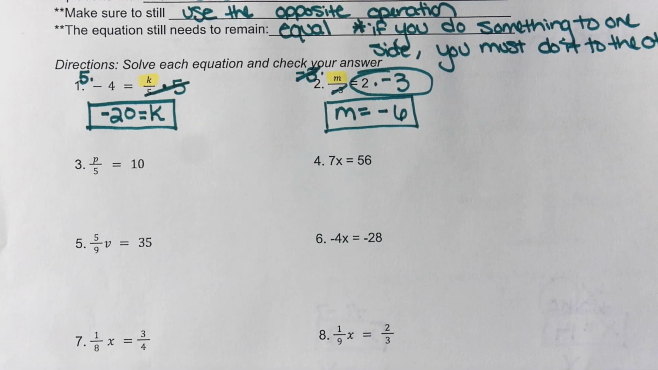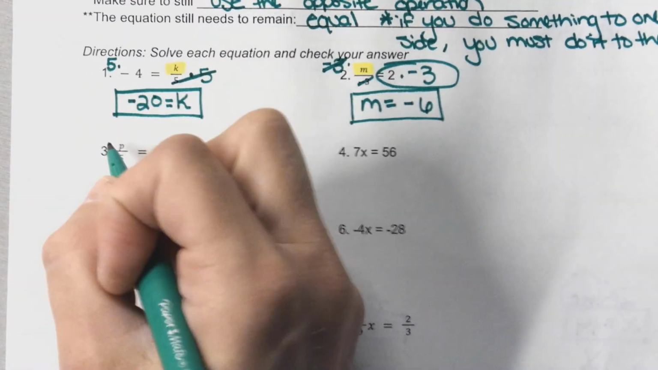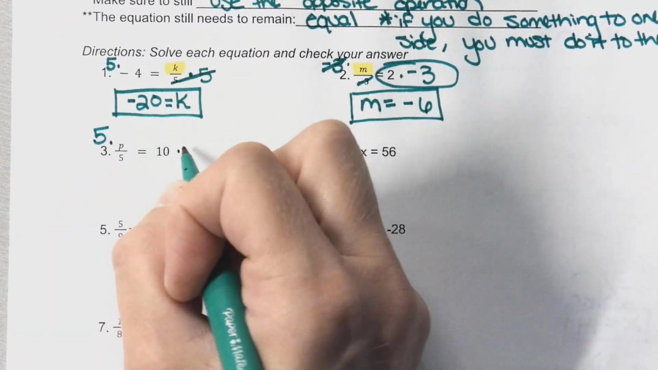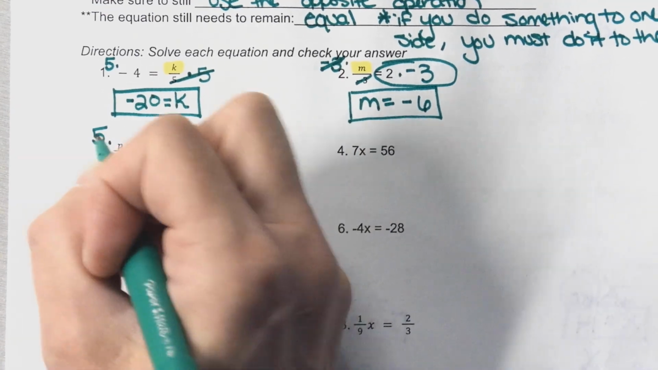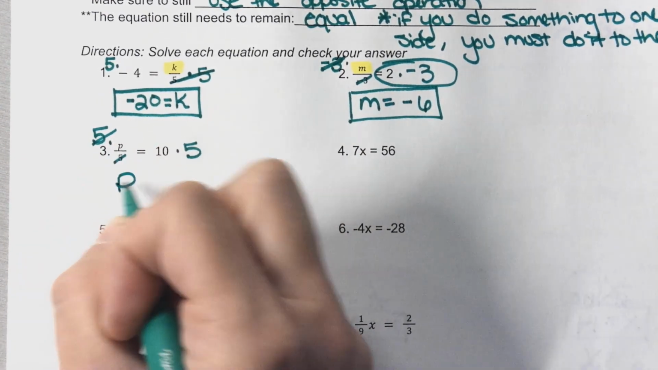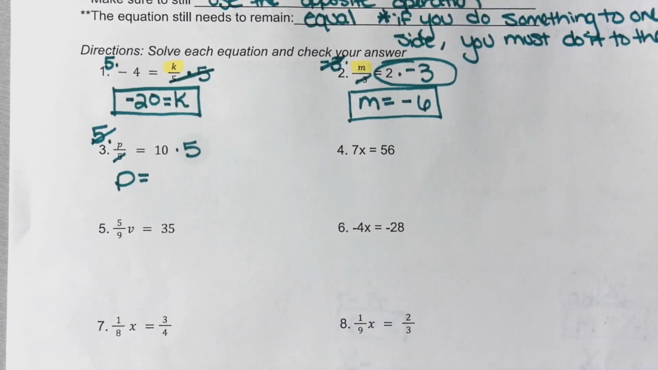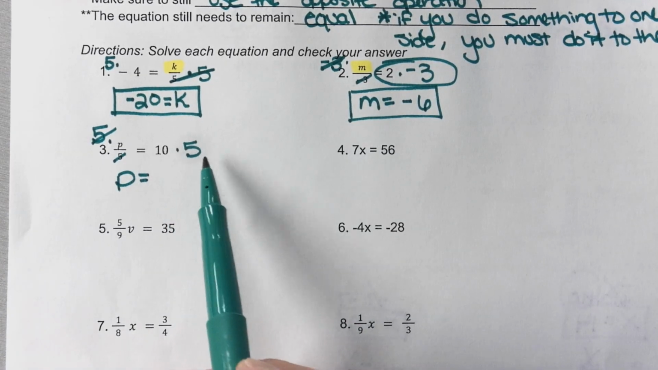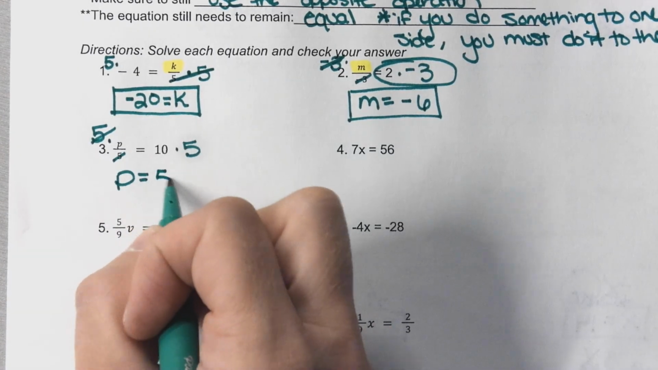All right, so the next one is similar. We've got P divided by 5 equals 10. So what should I multiply by for this one? The 5 to get rid of it. Again, we're trying to get the variable by itself. That's always our goal. We want stuff to cancel so the variable is alone. On this side, 10 times 5, 50.